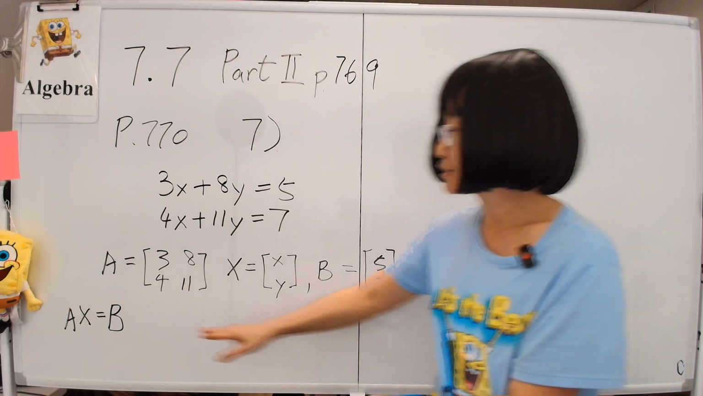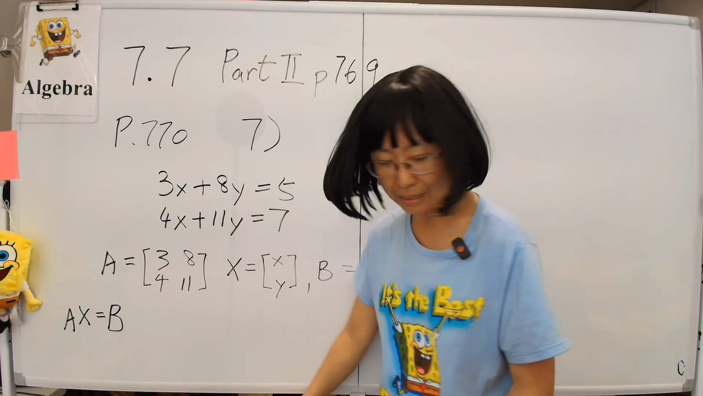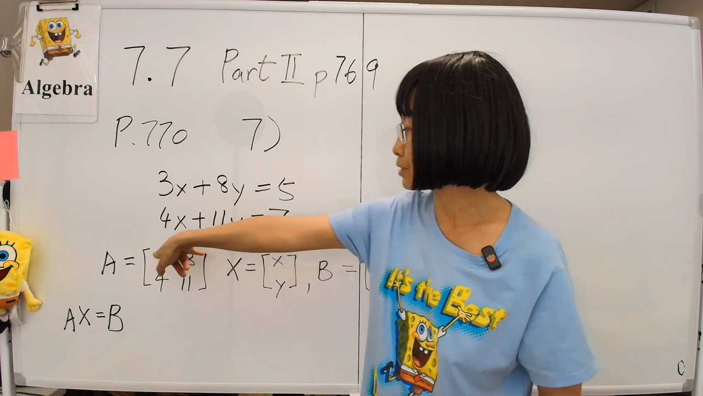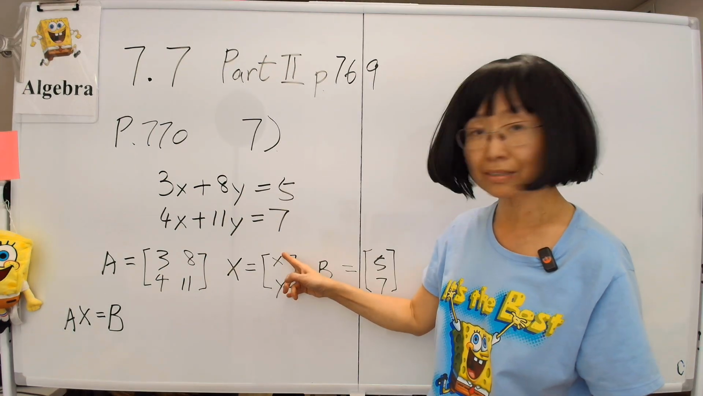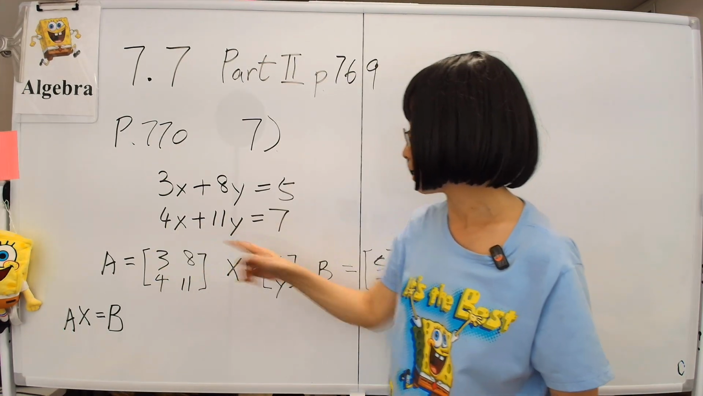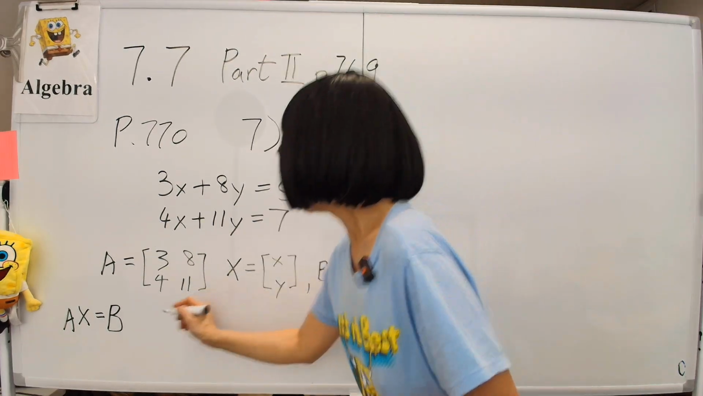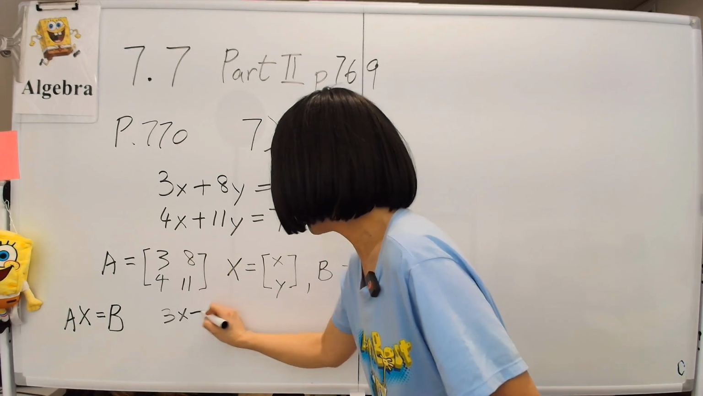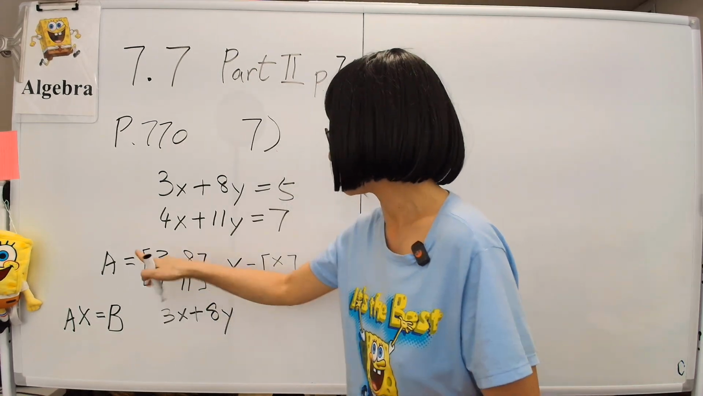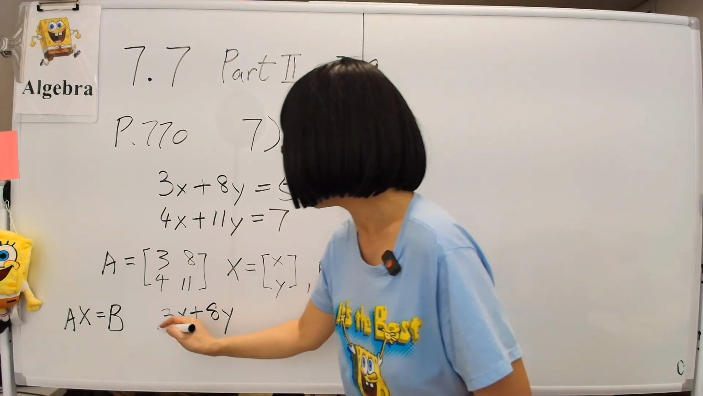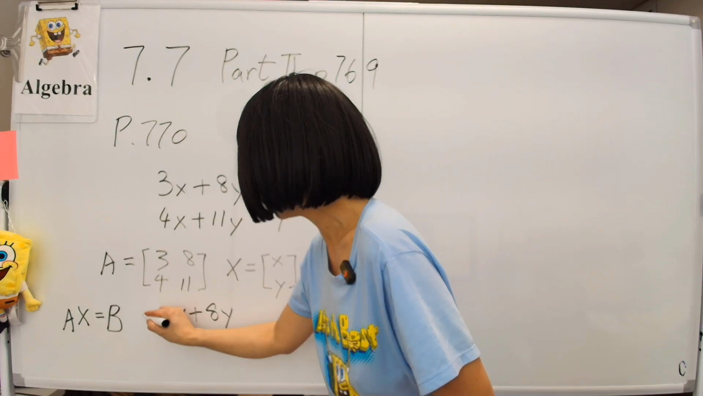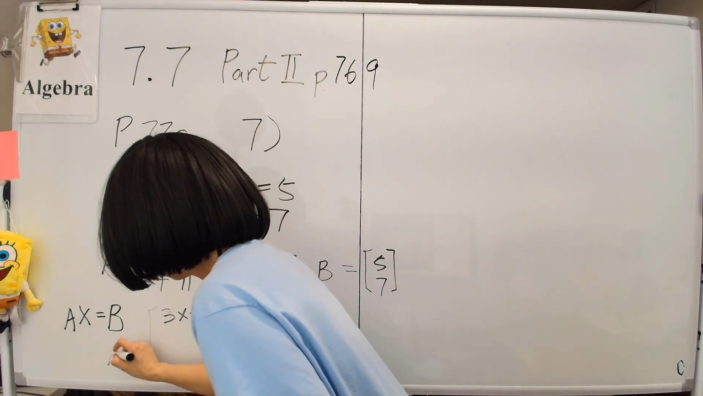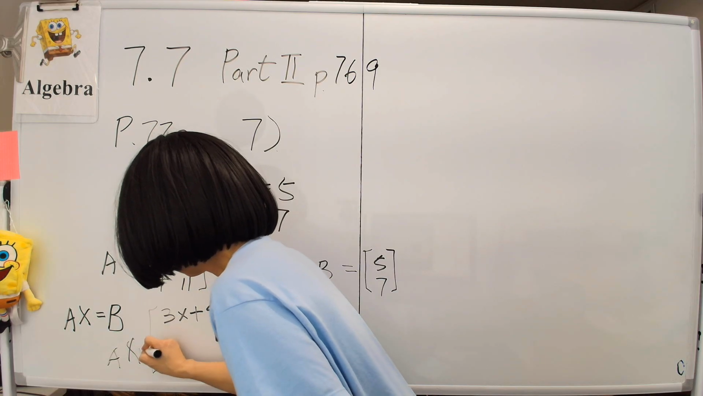So what is AX? What we're going to do is matrix multiplication. AX means you take the first row times the first and only column, so that would be equal to 3x plus 8y. I'm writing it down. This is A times X, and AX equals this.